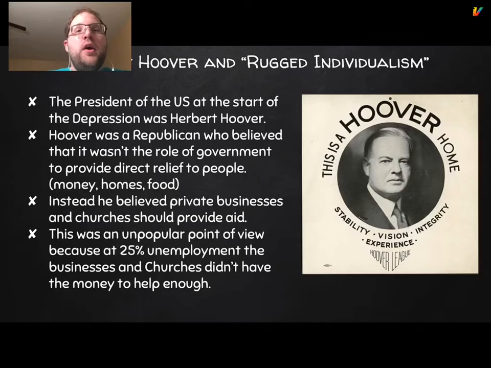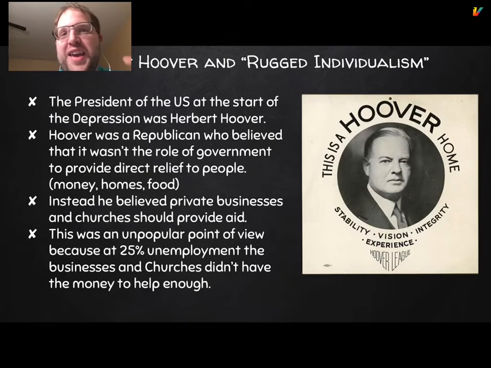Now, the problem at the time, though, is that the president was a guy named Herbert Hoover when the stock market crashed and everything started. And Herbert Hoover got the blame for the Great Depression, which is not really fair. It's not his fault that the banks loaned out money to people who couldn't pay it back. It's not his fault that the stock market crashed. It's not his fault that the factories were making too much stuff and had to lay people off. None of that is his fault.